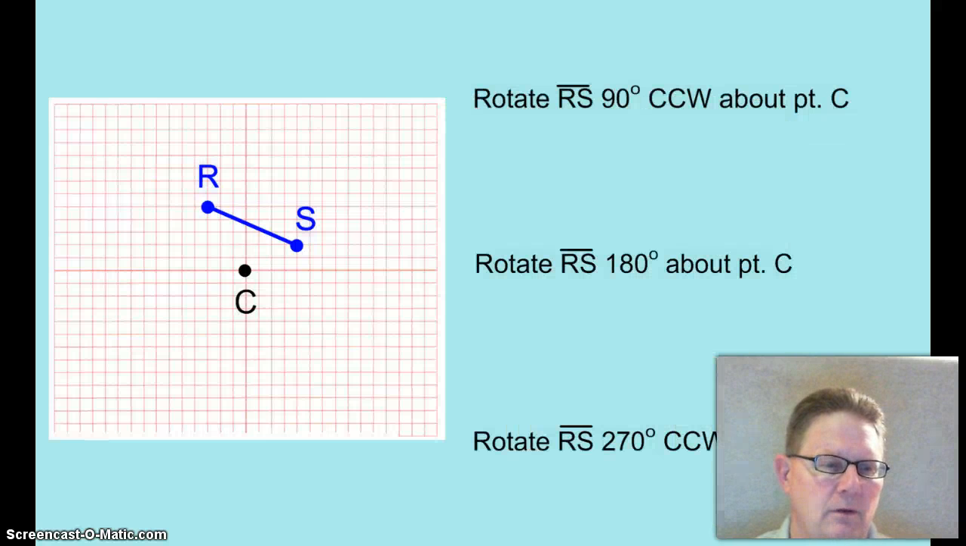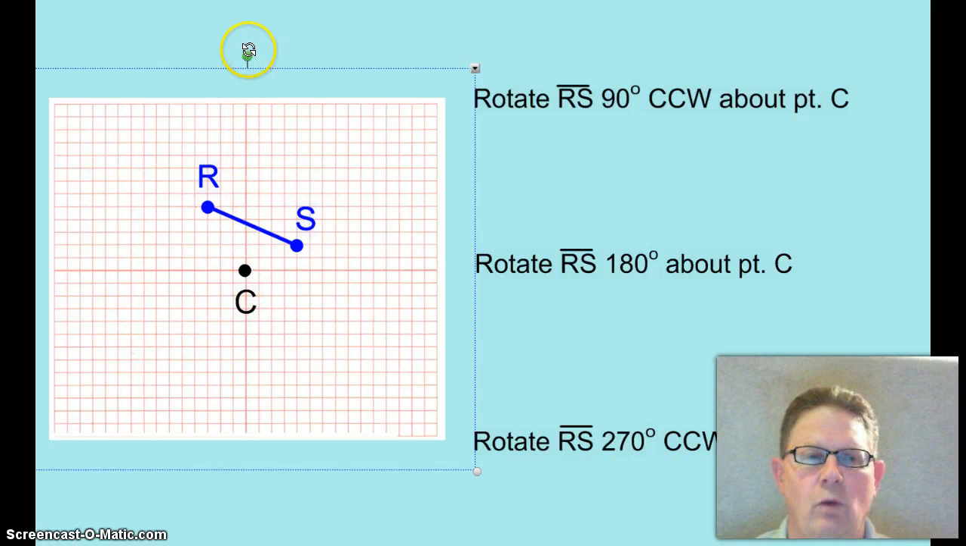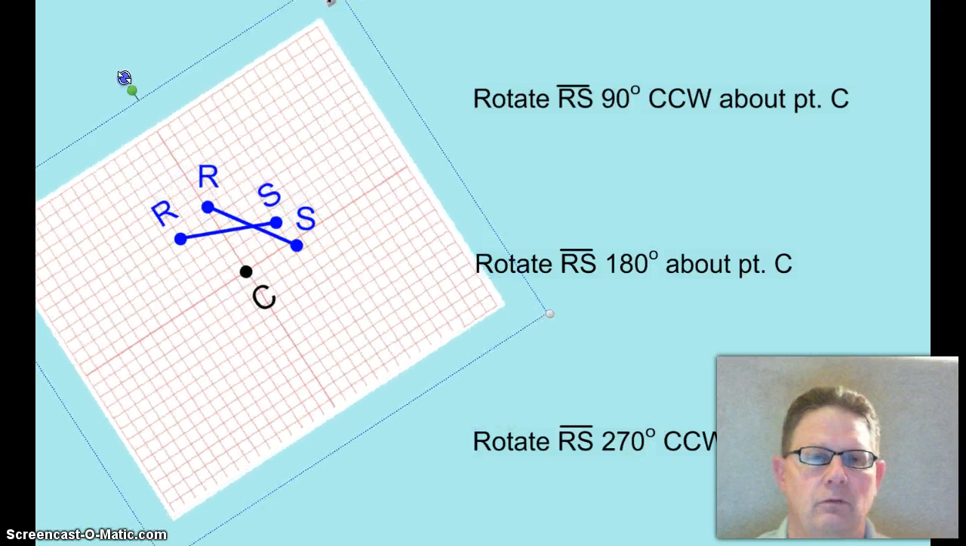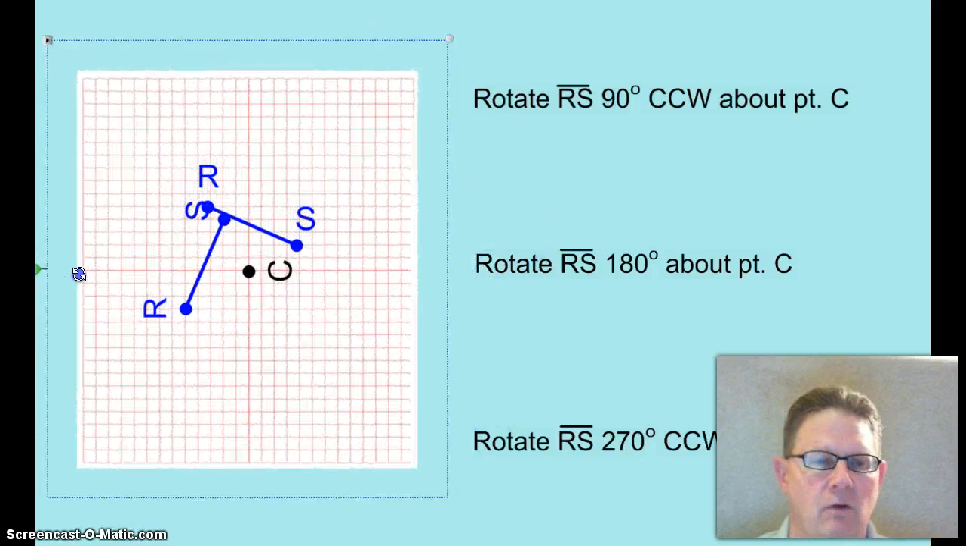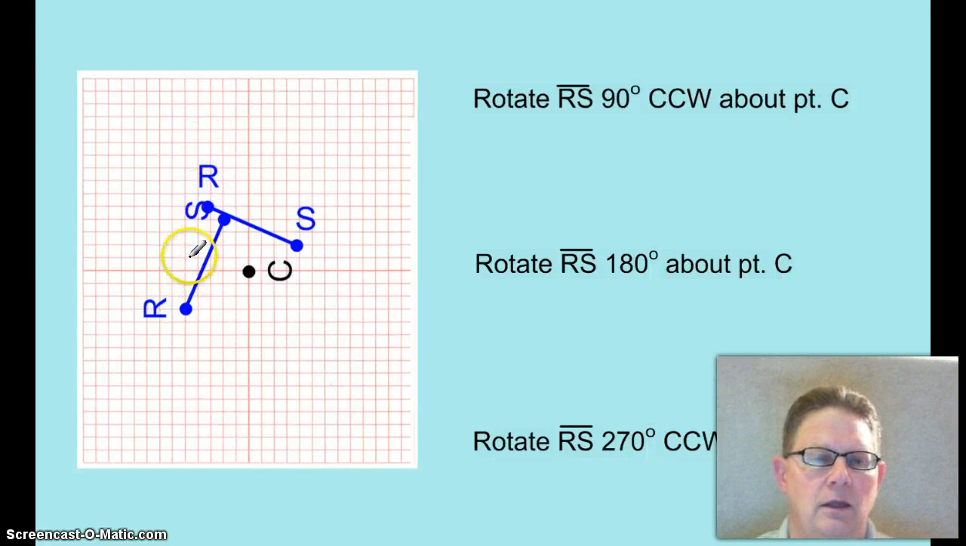Okay, let's look at some examples. Rotate segment RS 90 degrees counterclockwise about point C. C is the origin in this case. The easiest way to do multiples of 90 degree rotations is to turn your paper. So rotate it 90 degrees counterclockwise. Okay, and then note where R and S are.